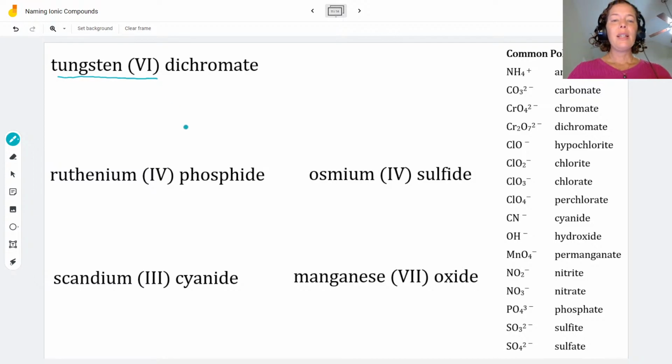Okay. Tungsten(VI). You can see these transition metals can have really high oxidation states or really high charges. Tungsten is down at the bottom, atomic number 74. Its symbol is actually W. And this 6 tells me it has a charge of +6. Dichromate, let's find it. Here it is right here.